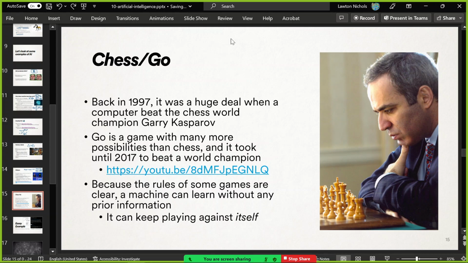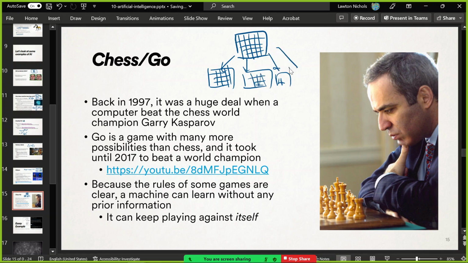And so this is what happened. This is how you make a machine learning model play chess. You give it a blank game board, and then you tell it to make a move. And it's just going to try all these possibilities. It's like, all right, I'm going to play a game where I move this way. I'm going to play a game where I move this way.